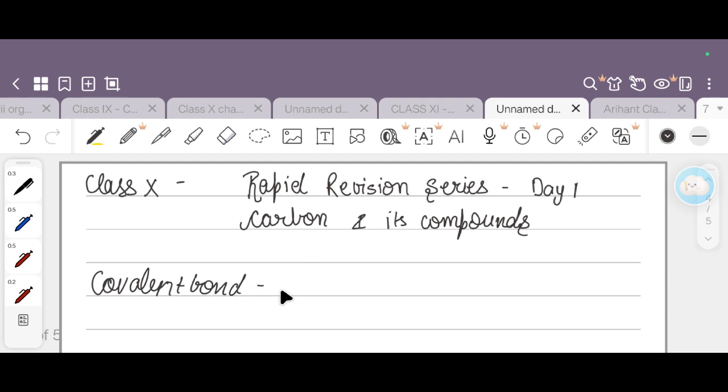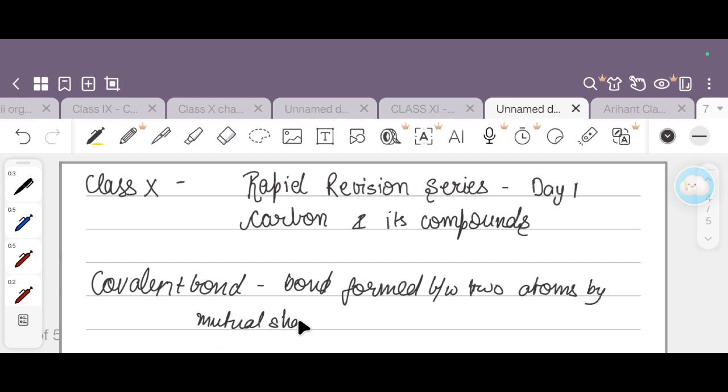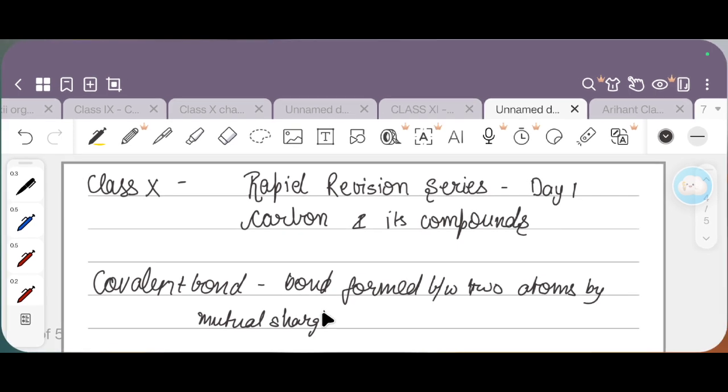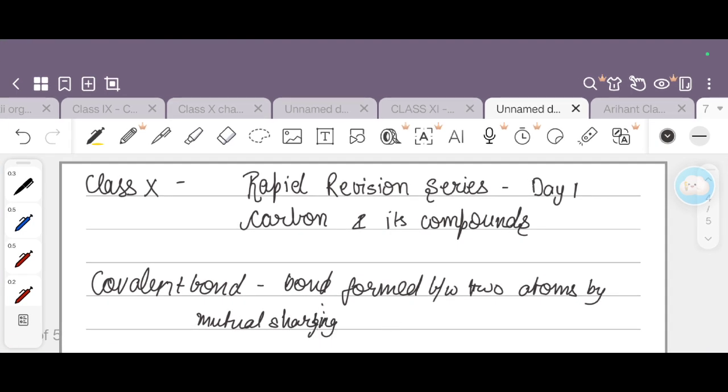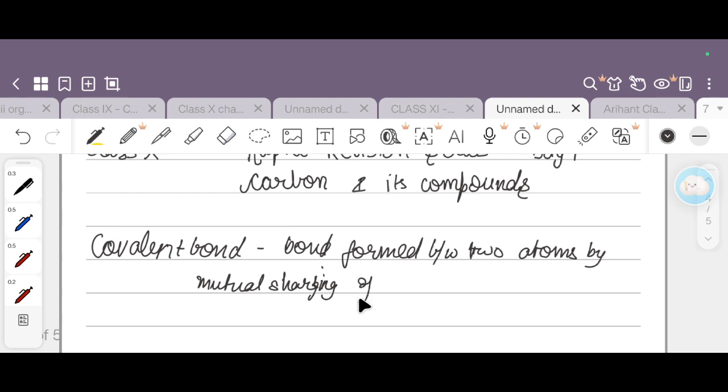Covalent bonds are those bonds which are formed between two atoms by the mutual sharing of their valence electrons.